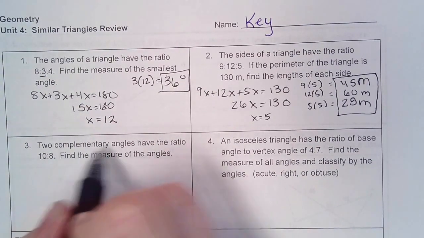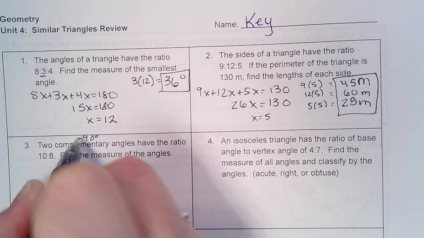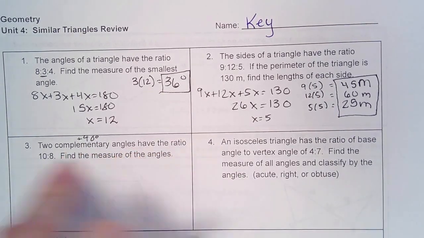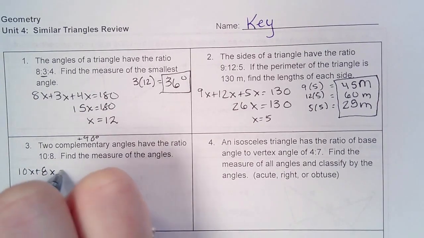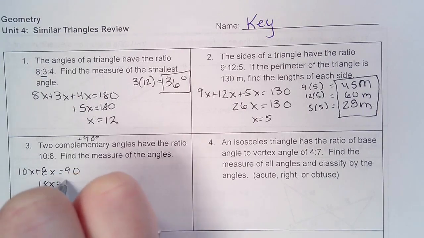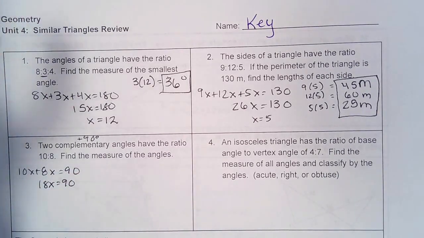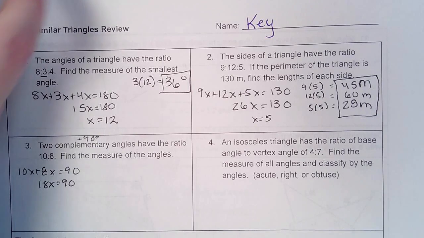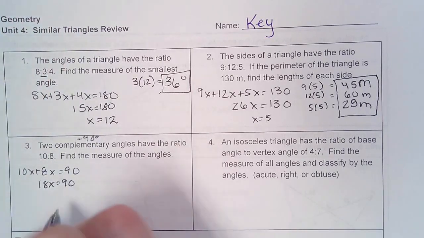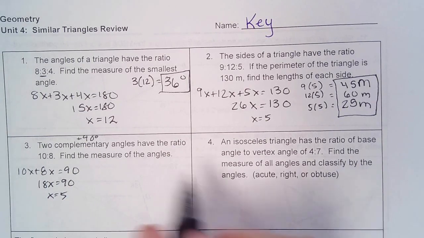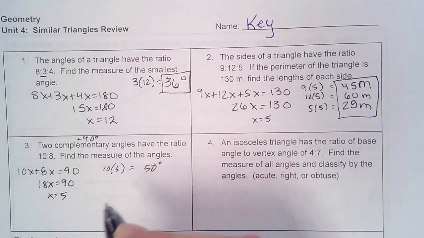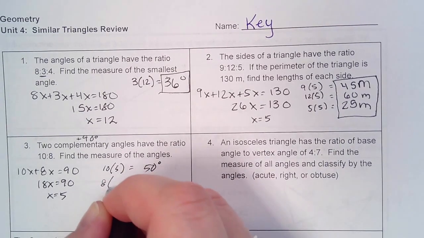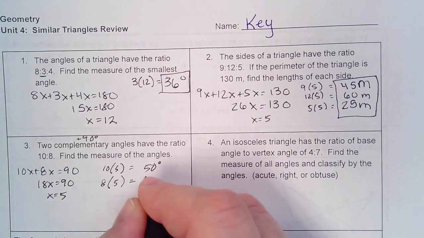Next one says two complementary angles. So complementary means they add up to 90 degrees. I have the ratio of 10 to 8. Find the measure of the angles. So 10x plus 8x equals 90. So 18x equals 90. Divide by 18. x equals 5. So 10 times 5 is 50 degrees. 8 times 5 is 40 degrees.